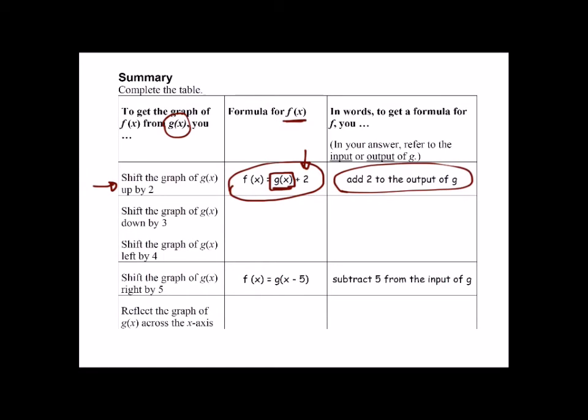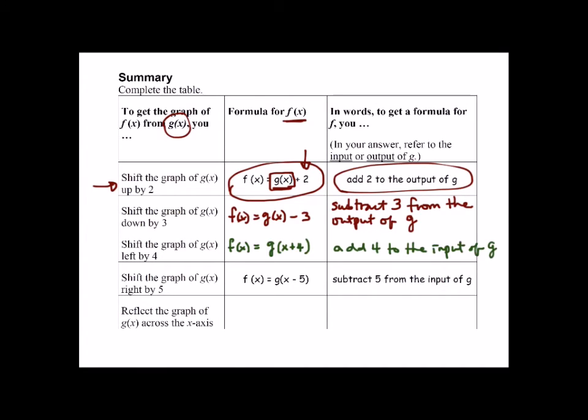So now if I want to shift the graph of g down by 3 units, then I would get the graph f of x equals g of x minus 3, and that in words means I would subtract 3 from the output of g. Next one, if we shift the graph of g left by 4 units, that would then give me f of x equals g of x plus 4. And in words, I would say that's add 4 to the input of g.